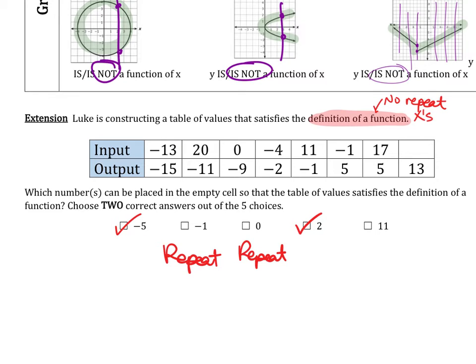So obviously 11, I repeat with 11. It's right there, so that's also a repeat. So the 2 numbers I can get in there so that this still satisfies a function, meaning none of the x's repeat, are -5 and 2. How do we feel about a function or not?